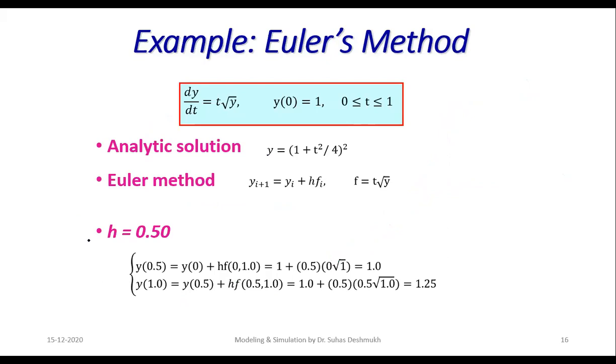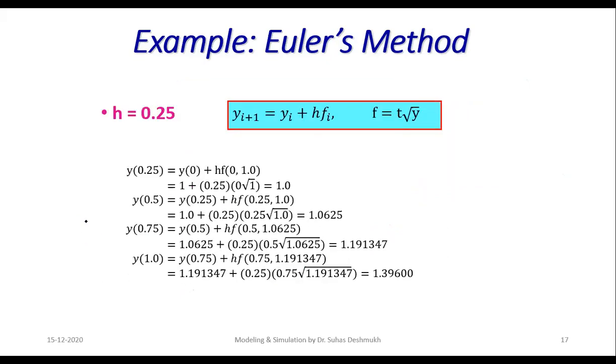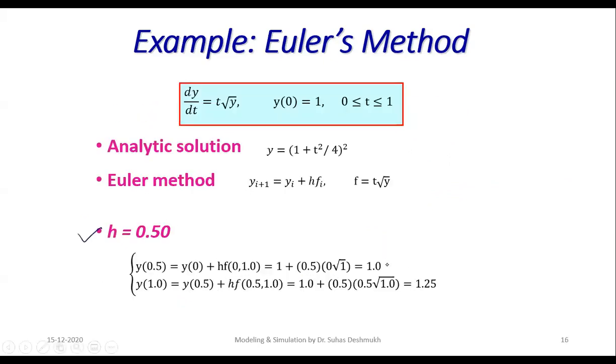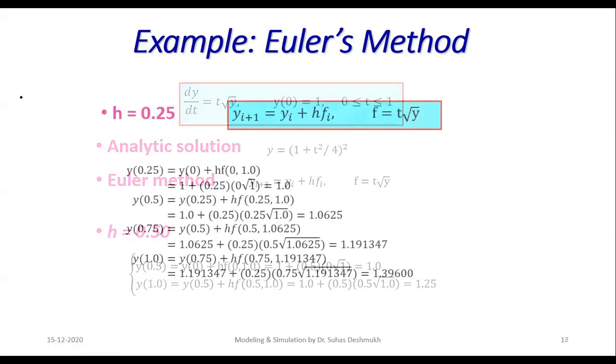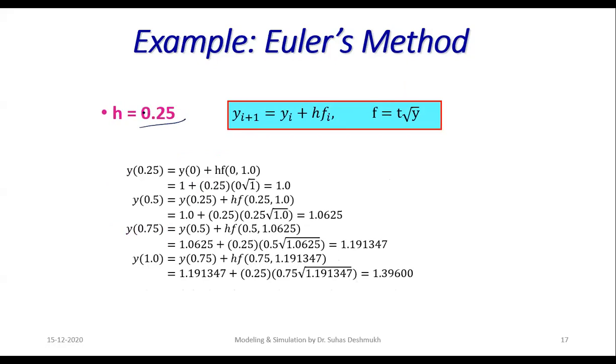If initially I took 0.5 as a step size, I'll get some results like 1 and 1.5. Then if I took 0.25 as the step, I have to go for 4 such steps. Here it was 1.25. Here it is now with 0.5 step size. Here with 0.25 step size, it is coming 1.39 something.